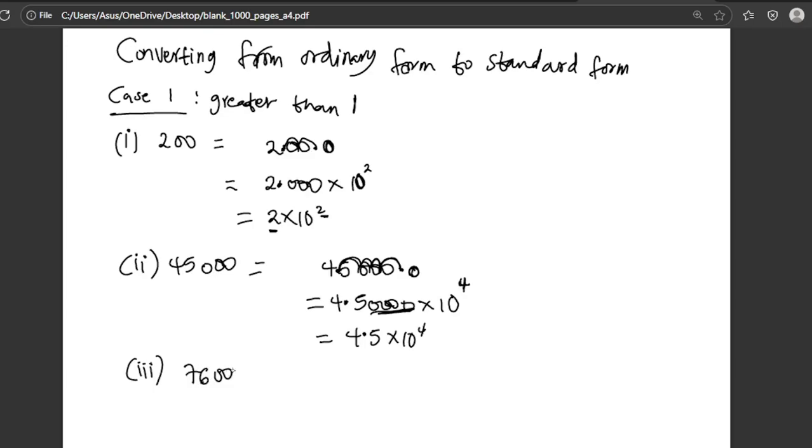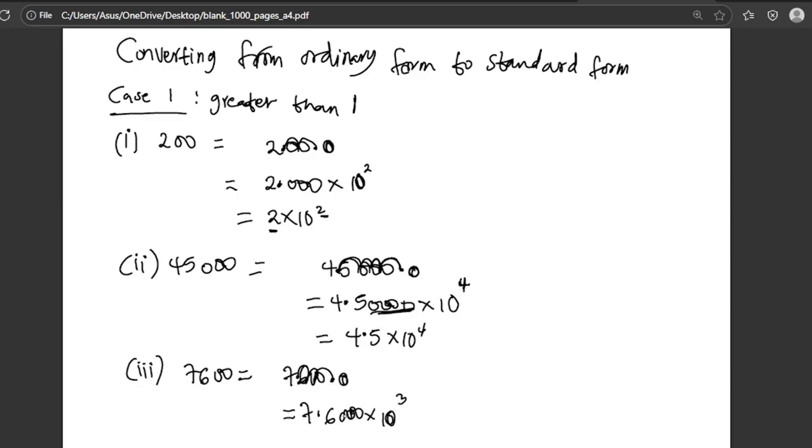7,600. That's 7600.0. Here also we move the decimal point to the left. We have 1, 2, 3. Remember, do not go beyond 7, right? 7 is the last number there, so do not go beyond it. So you stay between 6 and 7. That's 7.6000 times 10 to the power. How many times did you move? We moved 3 times, so 10 to the power 3.